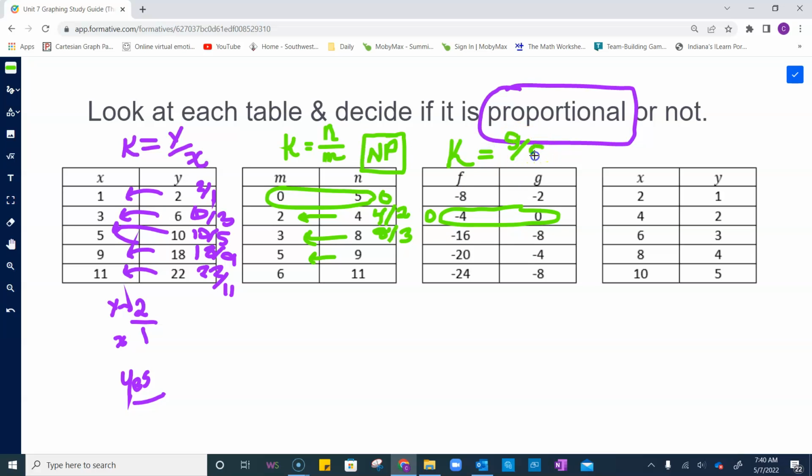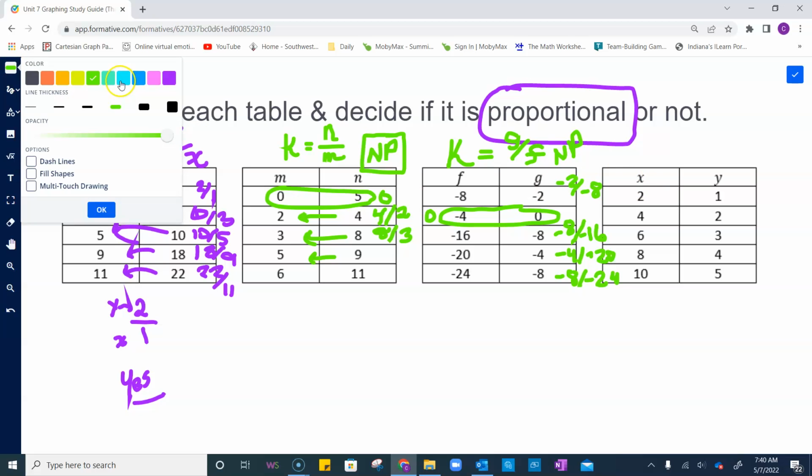G to f. So I'm going to go -2 over -8, which is 1/4 when we put it in lowest terms. -8 over -16 is a half. So these do not match. And then if we keep going, -4 over -20 is a fifth. So they're not matching. And if we just do the last one, we can see that that's a third. So none of these values are the same. So this is not proportional as well.